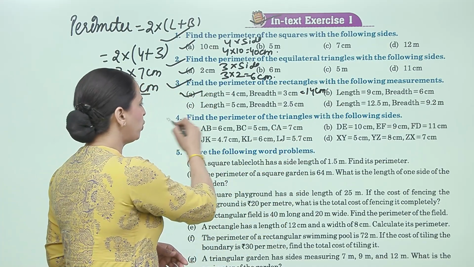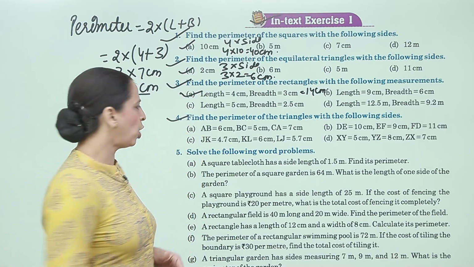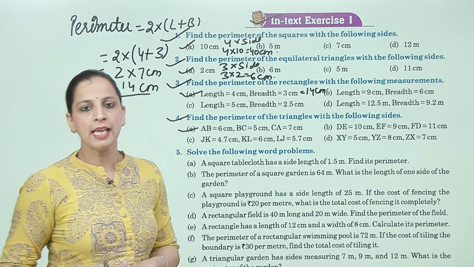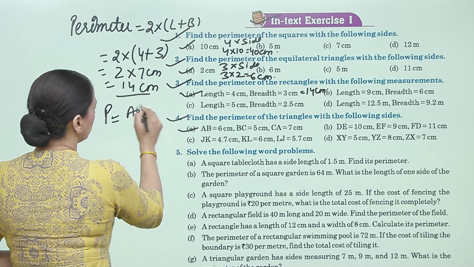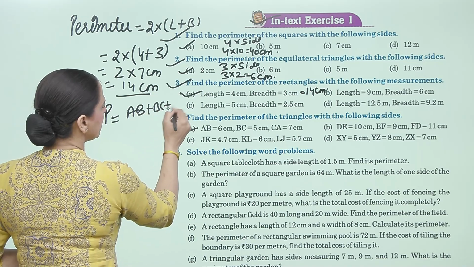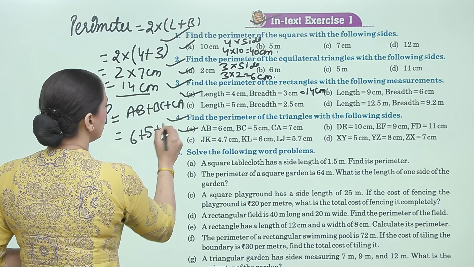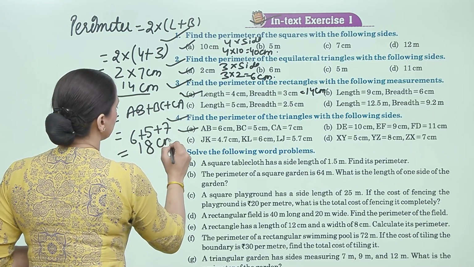Now next, question number 4, find the perimeter of the triangles with the following sides. Now A part, AB is 6 centimeter, BC is 5 centimeter and CA is 7 centimeter. So perimeter is AB plus BC plus CA, sum of all sides, that is 6 plus 5 plus 7. 6 plus 5 is 11 plus 7 is 18 centimeter.